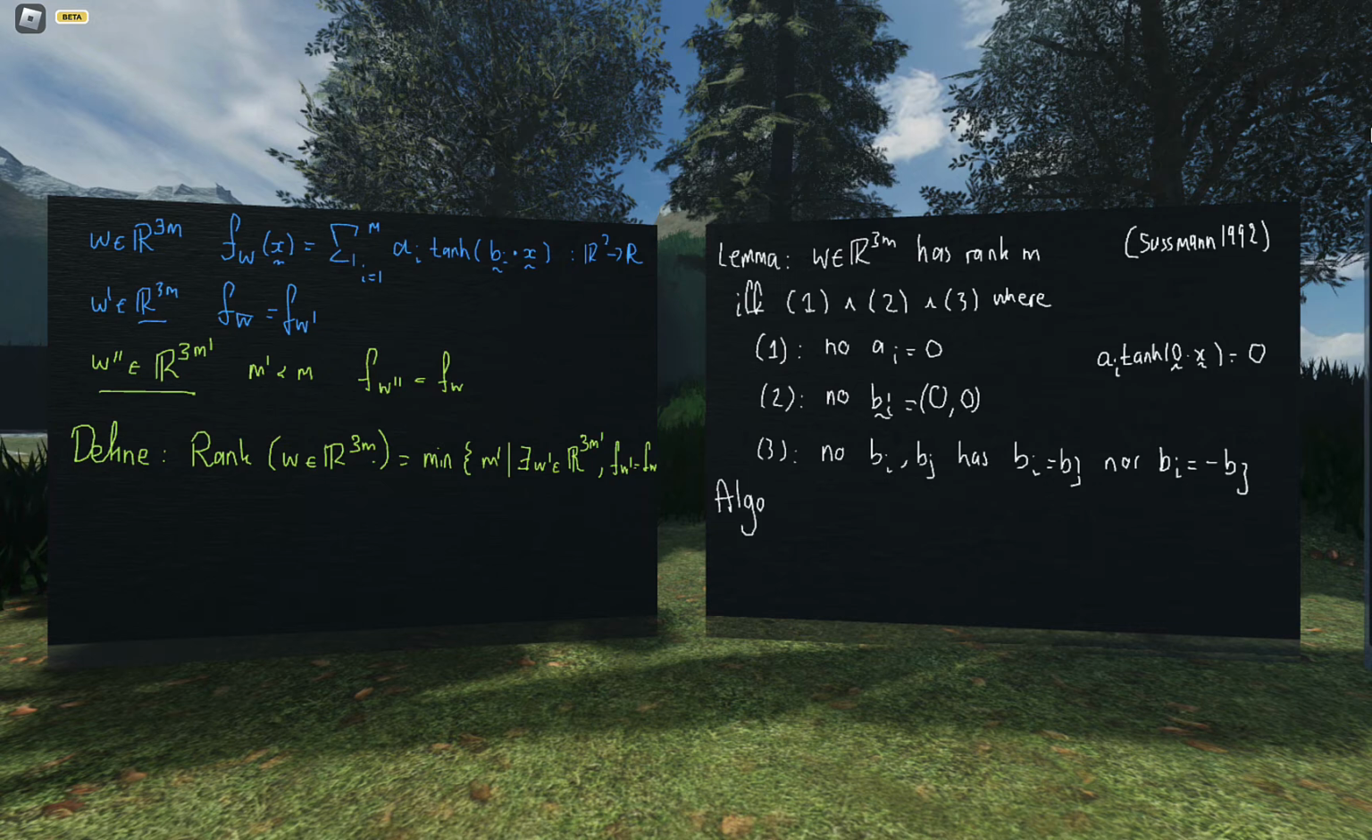Algorithm for computing the rank of W. It goes something like: while W breaks conditions 1, 2, or 3, reduce the size of W by exploiting the way that it breaks the condition.